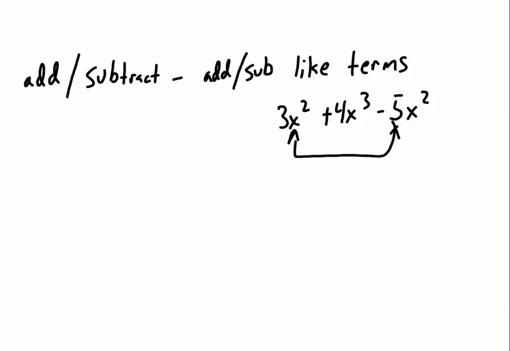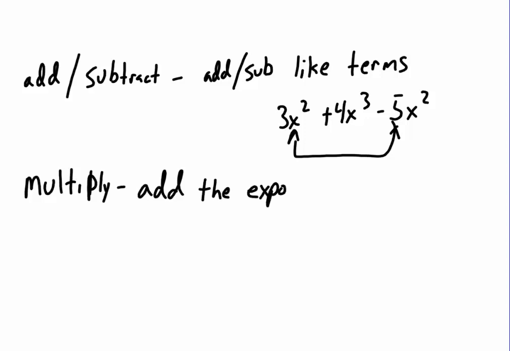So then the next one is if we multiply, then that means that we are going to add the exponents. And in short, that looks something like x to the 5th times x to the 6th equals x to the 11th. And again, we'll go into more of that later.